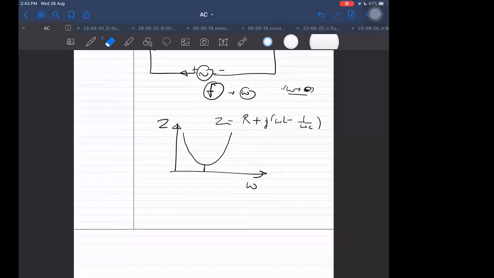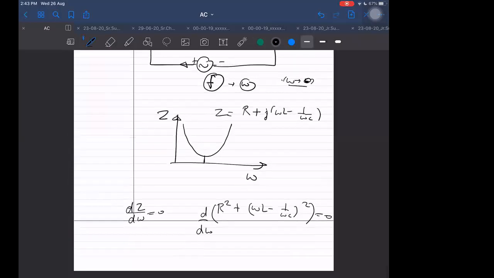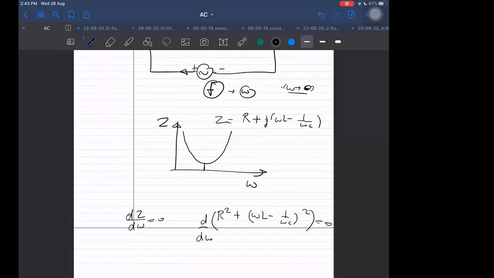Let us try to find the minimum value of this. How to find the minimum value of Z? dZ by d omega I will put equal to 0. So I will be getting d by d omega of the square root of R square plus (omega L minus 1 by omega C) square equal to 0, just to get when it is minimum. The first term is 0, R is constant only.